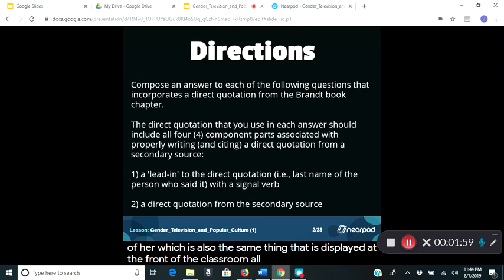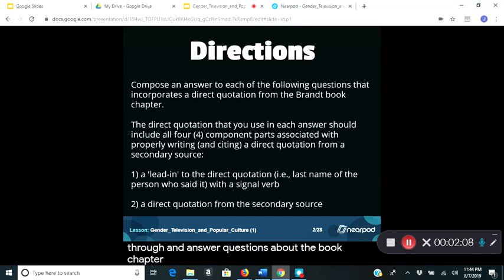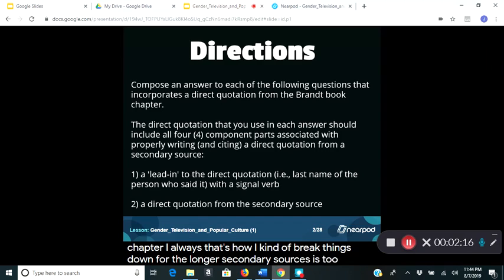All right, so the first thing that I would have students do is go through and answer questions about the book chapter. That's how I break things down for the longer secondary sources, is to split them up so that we can work on the main arguments that are part of the secondary source. This is a twofold activity because I'm giving them questions to answer from the book chapter, but I'm having them answer the questions using a direct quotation from the book chapter.